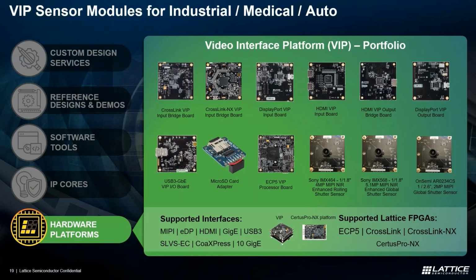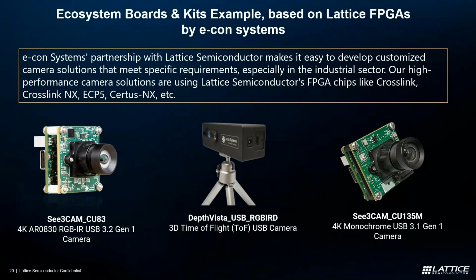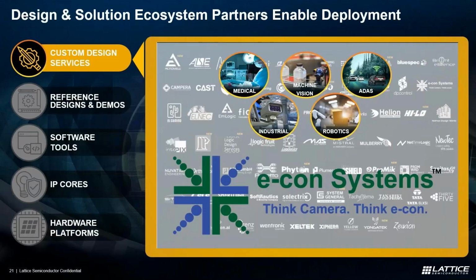Other than standard dev kits for each FPGA family, we also provide FPGA boards specifically targeted for embedded vision applications. Here you can see some board and kit examples based on Lattice FPGAs developed by Econ Systems. On the left is an example of a 4K RGB IR camera with USB 3.2 output. On the right is a 4K monochrome version with USB 3.1 output. And in the middle is a 3D time-of-flight USB camera for depth sensing. These are all available from Econ Systems and are based on Lattice FPGAs.